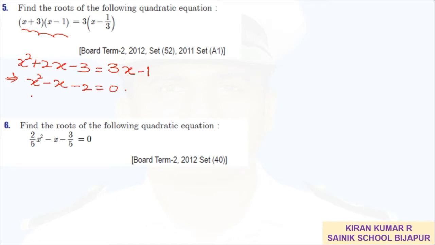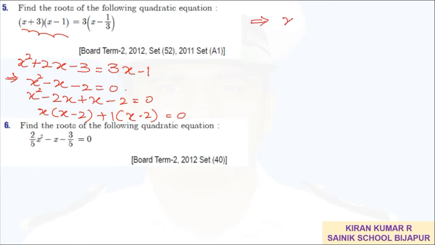So here we have to get the sum as -1 and the product as -2. It's possible with -2 and +1. So if you take x common, x minus 2 plus 1 is common, x minus 2 equal to 0. Further, x minus 2 is common into x plus 1 equal to 0. Therefore the values of x are 2 and -1.